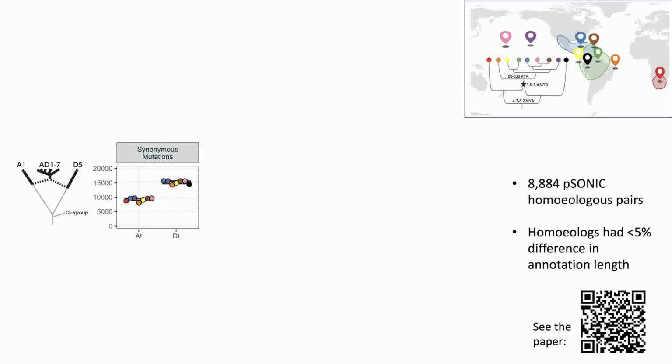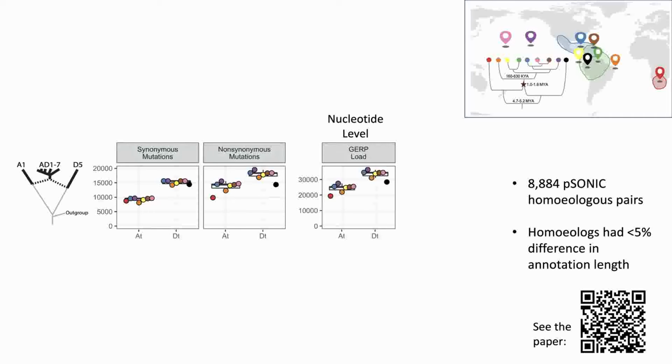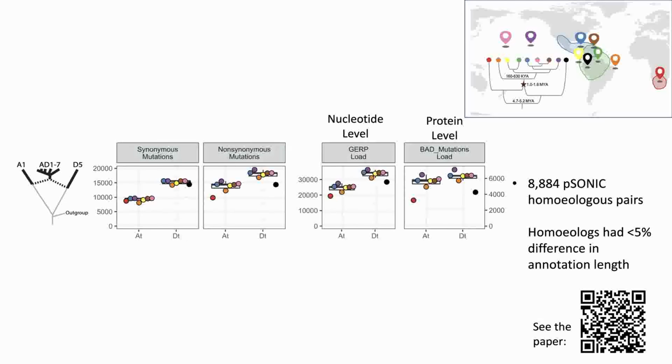When we expand our analysis to the non-synonymous mutations, we do see a difference where the polyploids have accumulated more non-synonymous mutations than either of the diploid counterparts. And then when we look specifically at those mutations that have occurred at phylogenetically conserved positions, here using GERP, which investigates sequence conservation at the nucleotide level, we again see an elevated number in the polyploids compared to the diploids. And when we also look at the protein level using a program called BAD mutations, we see a very similar result.